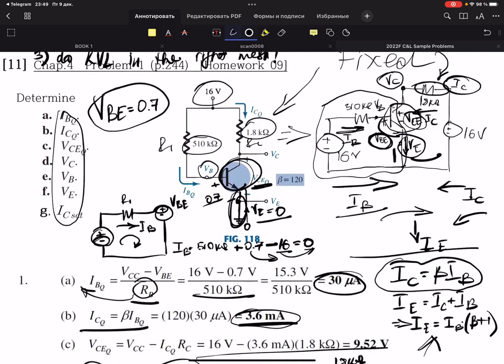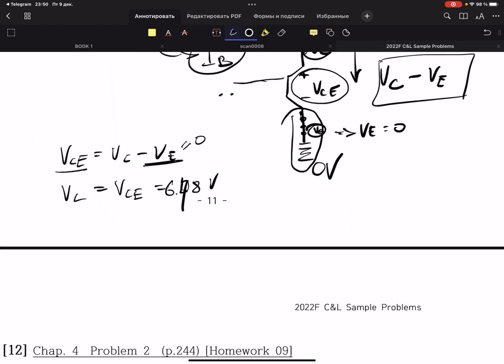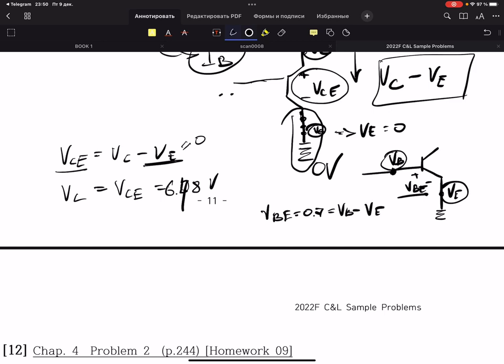And how do we find the value of VB? As I've told you, let's draw it again. Here we have, let's say, VB, and here this is ground 0. Here VE. Here we have VBE, and if you remember, I've told you that VBE's value is always 0.7. So VBE is VB minus VE. You know that VE equals 0, so in this case VB equals 0.7.